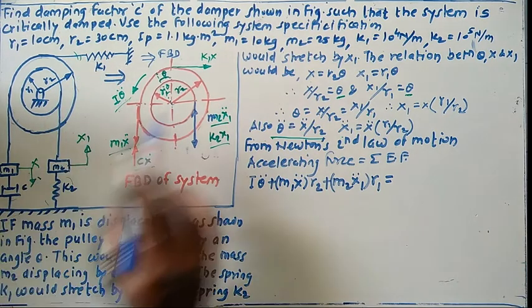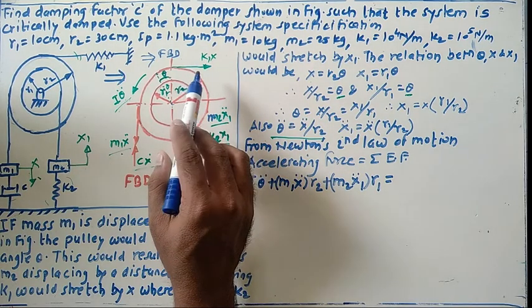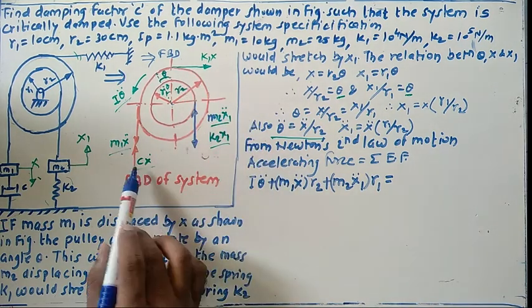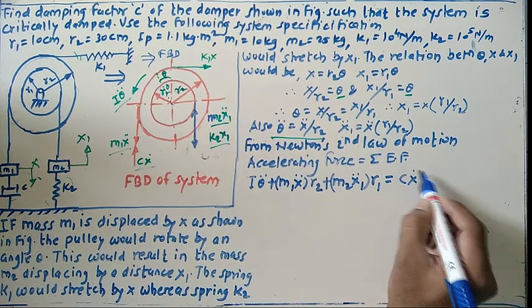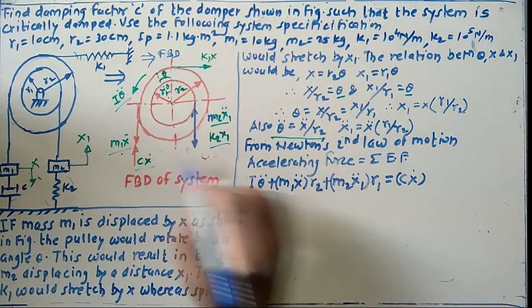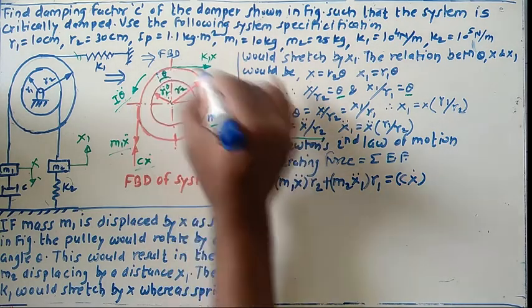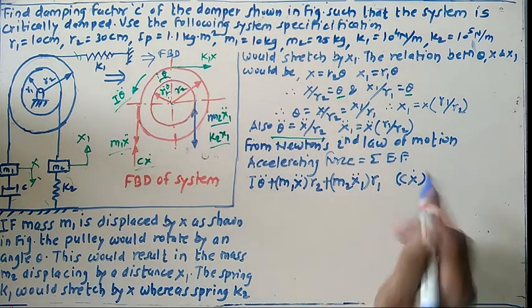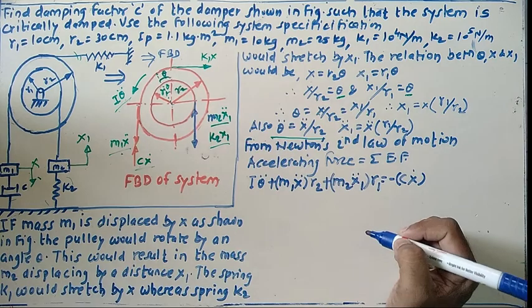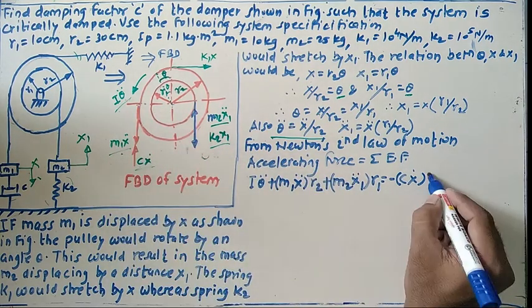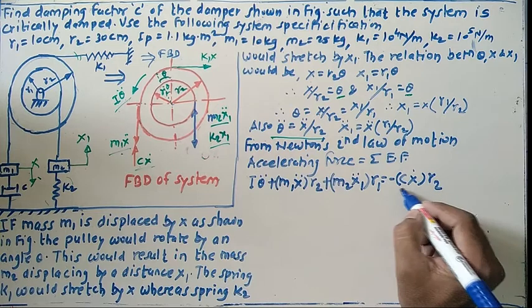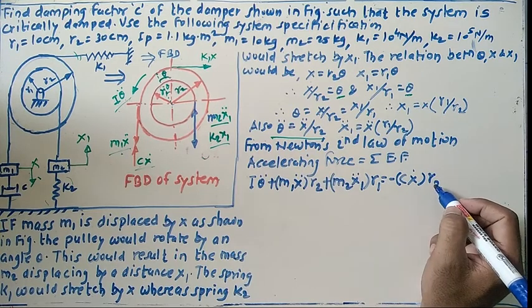Okay, if we just focus on this one, C x single dot, this is the damping force. It turns about this point in which direction? This one in clockwise direction. So give the minus sign for this one. You have to take the moment of this force about this point. So damping force multiplied by this distance, so the distance here is r2.